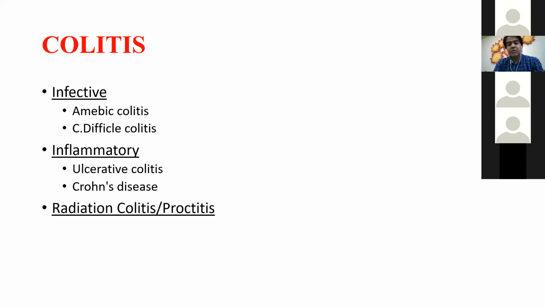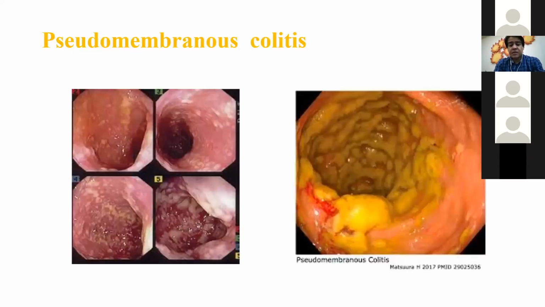The infective colitis, as the name indicates, has two types: amoebic colitis and pseudomembranous colitis, or C. difficile colitis. This is the endoscopic picture of pseudomembranous colitis. Here you can see a thick yellowish membrane circumferentially involving the rectal or sigmoid wall, surrounded by severely erythematous mucosa. These patients may present with lower GI bleed along with diarrhea.